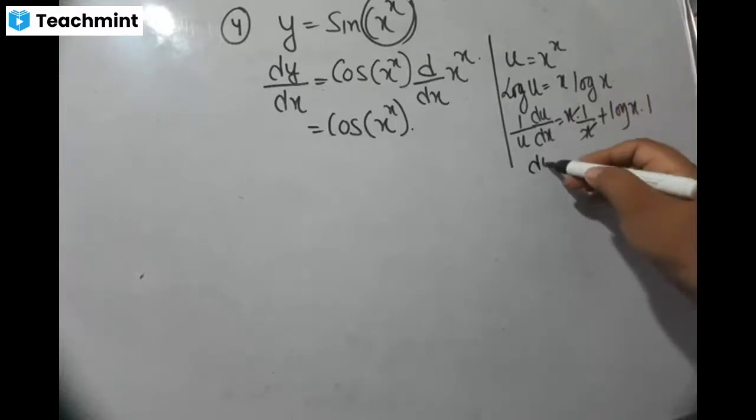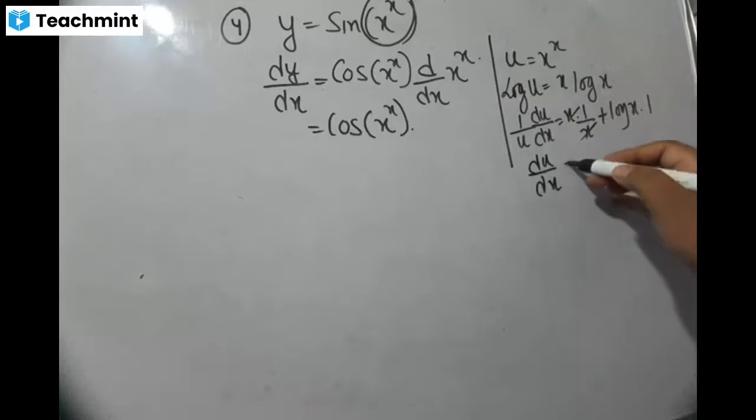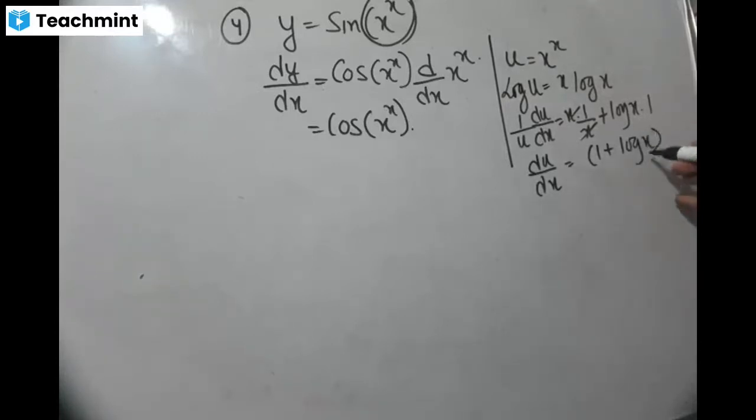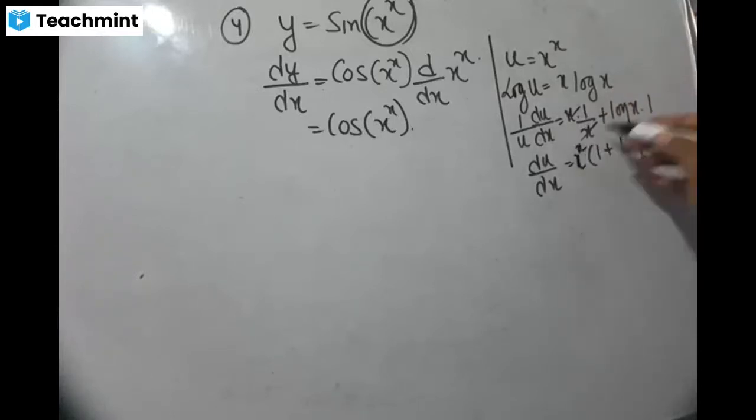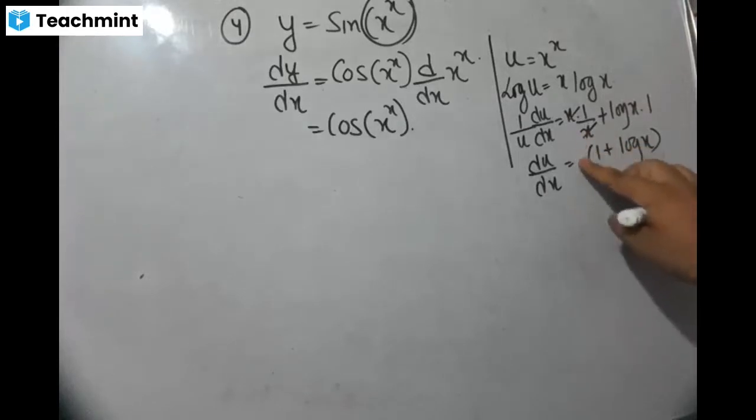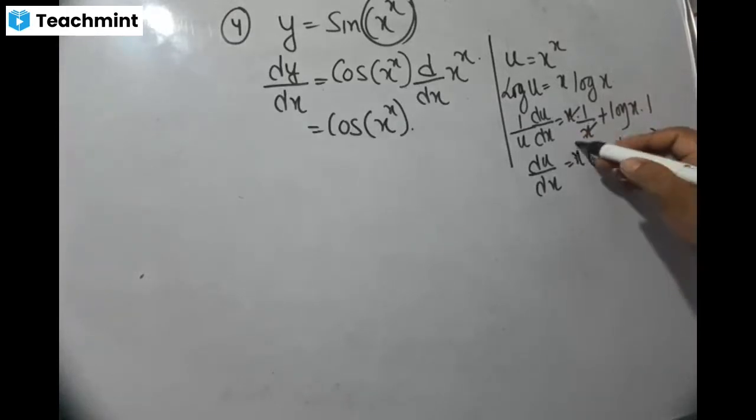So what is the value of du by dx? So du by dx, you are going to get 1 plus log x. So u comes up, and the value of u is x to the power x. So you got this value. This is x to the power x.